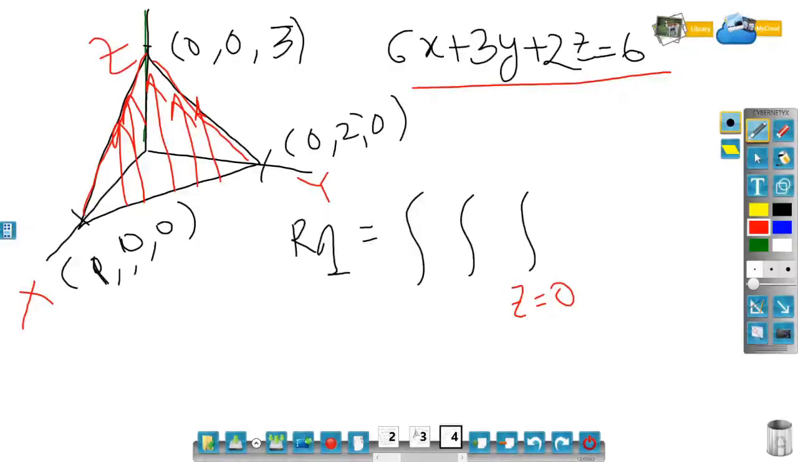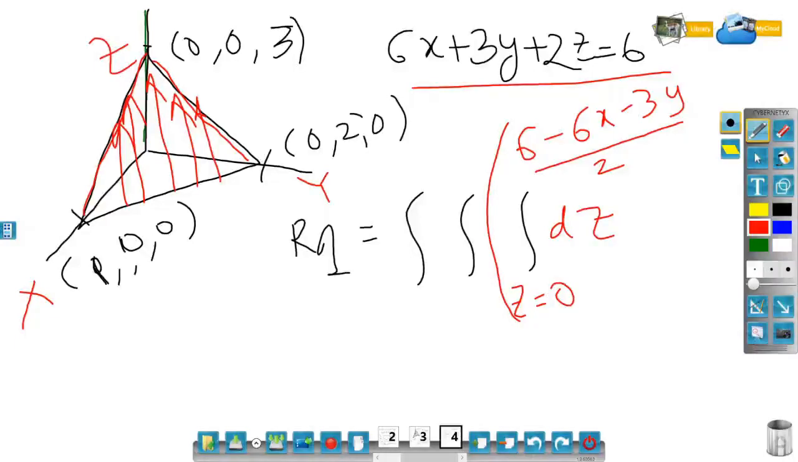So I can find the z range. The z range will be 6 minus 6x minus 3y, divided by 2. That is my z range, and this is my dz part. Now I will take the projection. If I take z equal to 0, then it will be 6x plus 3y equal to 6. That will give me a nice equation, 2x plus y equal to 2.